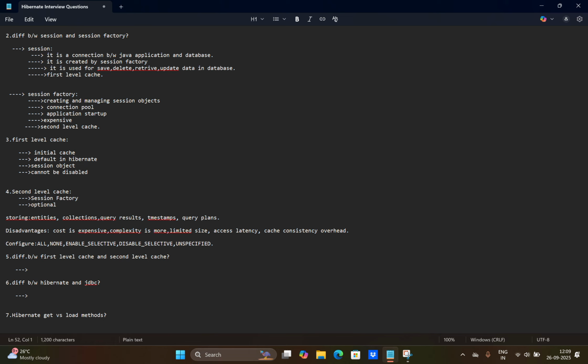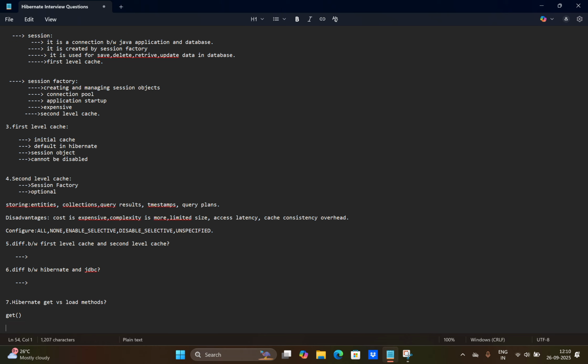Actually, when we have direct access in the class, we can use the get method, to use the fields, the setters or getters like that. When we are going for performance optimization, we can go for the load method. Right, just a one line answer.